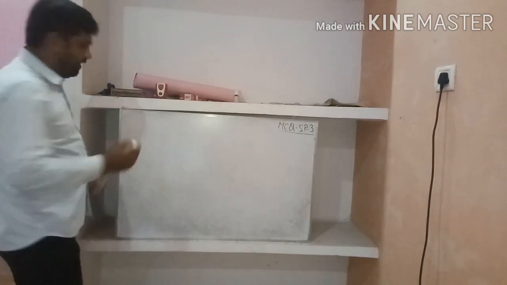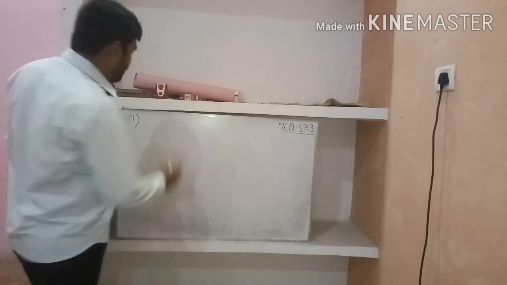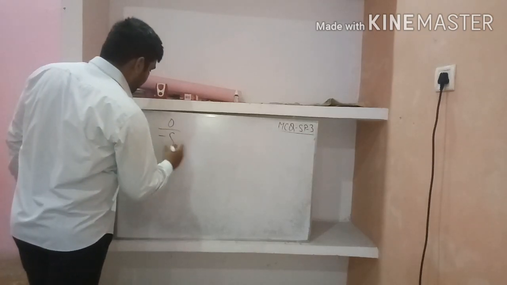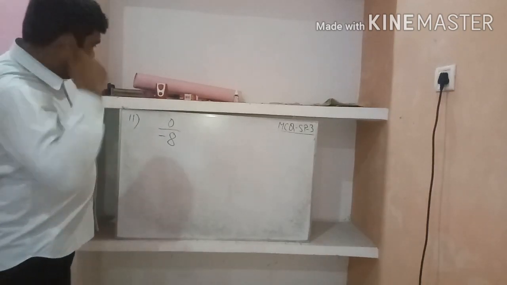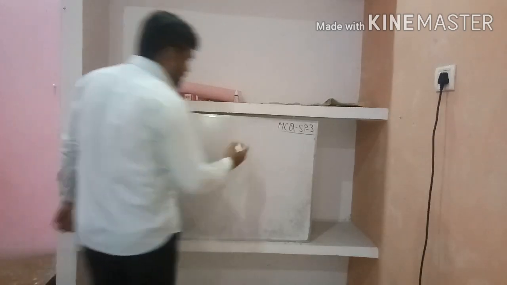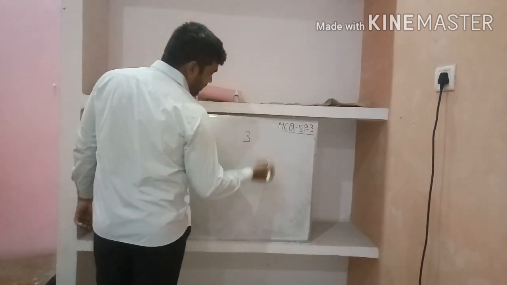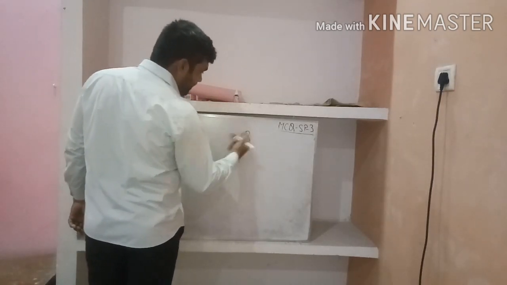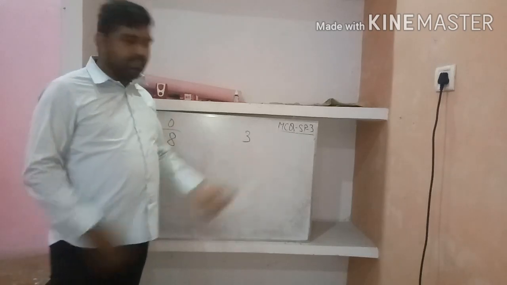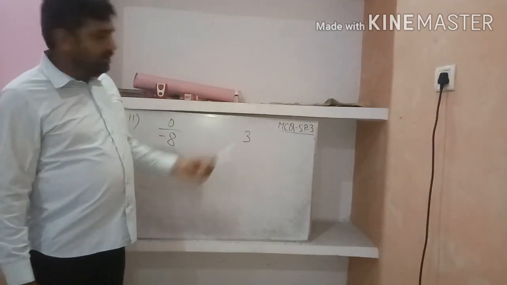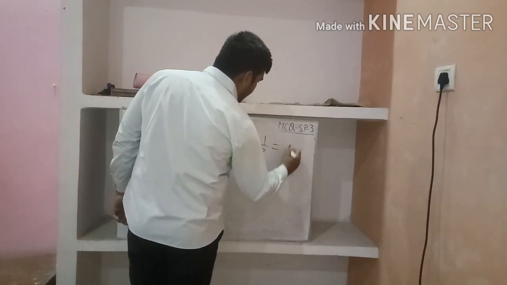Question number 11. Multiplicative inverse of 0 by minus 8, and its multiplicative inverse we have to find. So multiplicative inverse means, for example, the multiplicative inverse of 3 is 1 by 3. By what number do you multiply 3 to get the product 1? That is called the multiplicative inverse. So the multiplicative inverse of 3 is 1 by 3, and when you multiply, you will get the product 1.